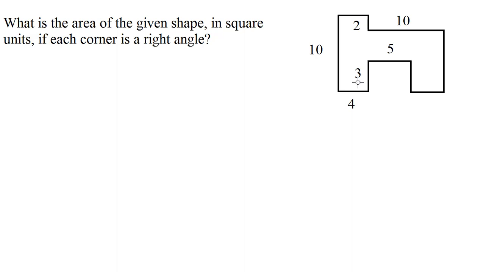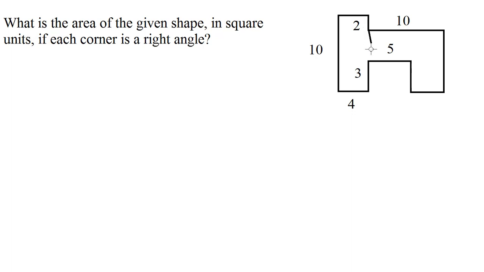What is the area of the given shape in square units if each corner is a right angle? I'm going to divide this shape into smaller, more workable rectangles. The rectangles that I choose to divide it into isn't necessarily what you have to divide it into, it's just whatever most makes sense and whatever you can do with the given information.